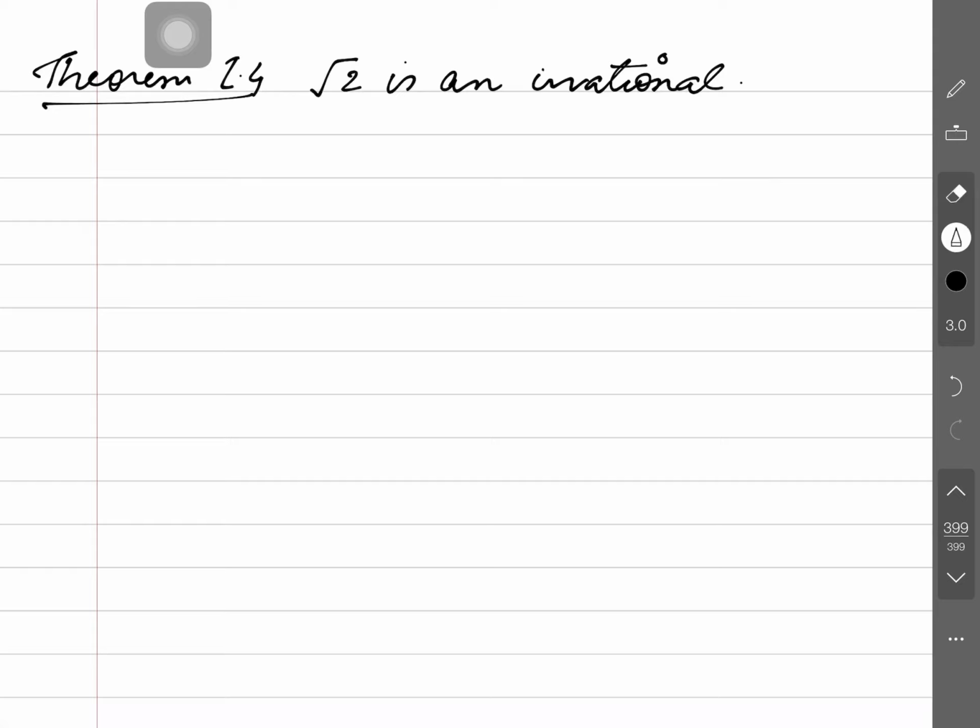Before starting that, I want to tell you real numbers are classified into rational and irrational. Any number, if not rational, then it will be irrational. If any number is not irrational, then it will be rational.